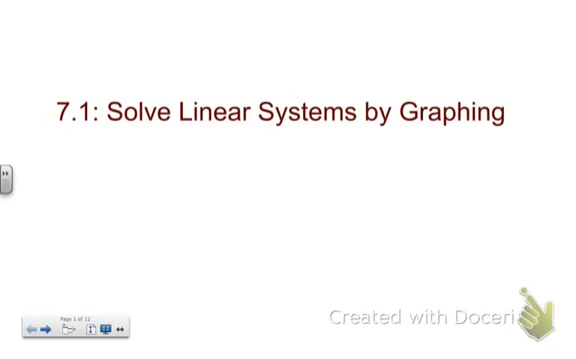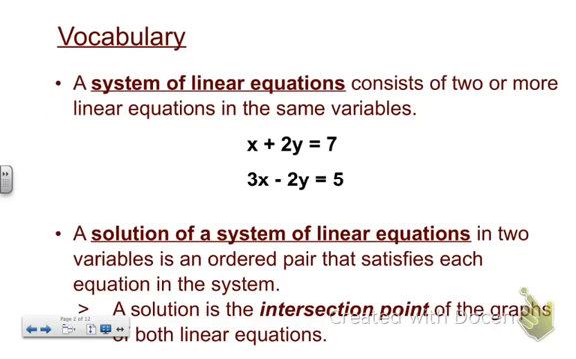This is section 7.1, Solve Linear Systems by Graphing. A system of linear equations consists of two or more linear equations in the same variables. So for example, x plus 2y equals 7 and 3x minus 2y equals 5 would be one example of a system of equations. So together they make the system.